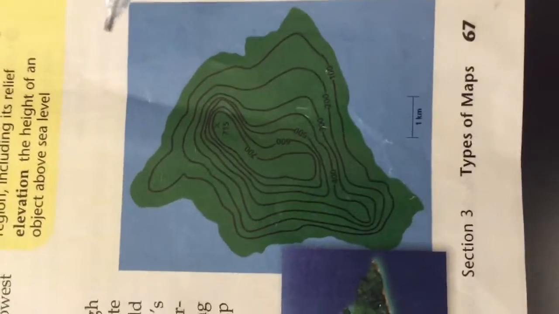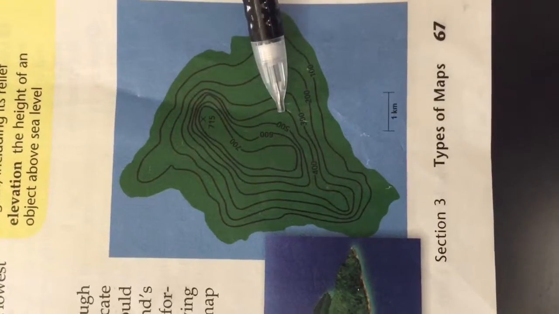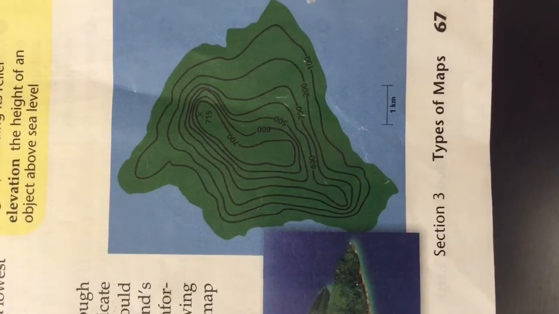Alright, so this is a topographical map, and it represents the aerial view of a certain place. The lines on the map are called contour lines, and they represent the elevation of the place that you're looking at.